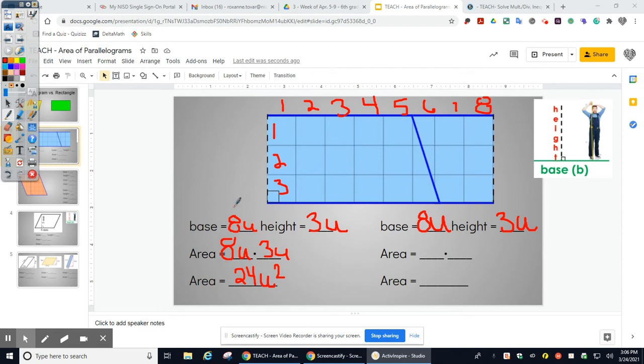Okay, well that's the exact same thing as the parallelogram, so that's why we calculate area the same way. Rectangles and parallelograms, there's no difference in finding their area. Because if you notice here, when we moved it around, we did not take off any of the area. So that's why we can still do 8 units times 3 units, and our area is still 24 units squared.